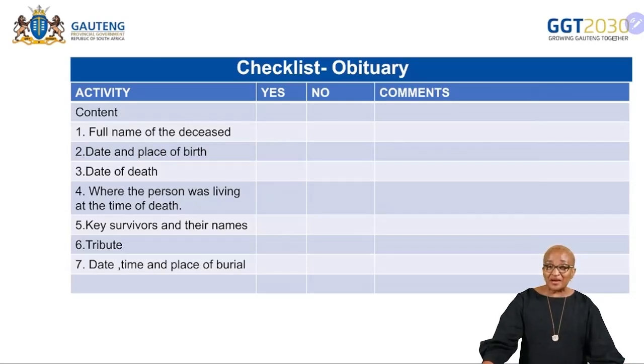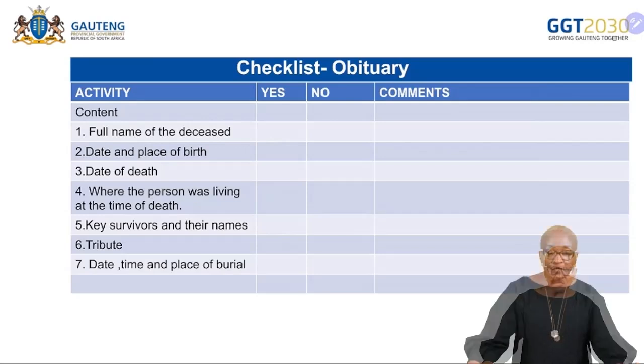Do you still have it in mind? The checklist for an obituary. Let's have a look at that. Just like other checklists, it also has an activity column, a yes column, a no column, as well as a column comment. Let's have a look at the content.